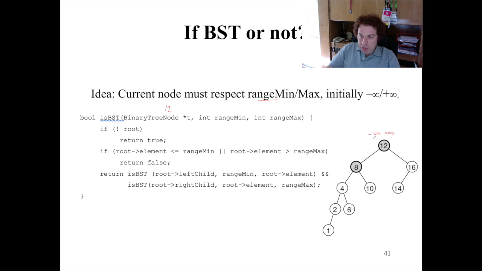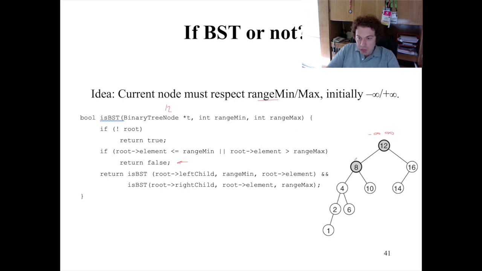So 12 is within this interval, right? Is it smaller than the minimum possibility? If yes, then it is not in the range. But luckily it is inside, so there is no problem. I don't return this, I survive. So this node is okay, but I need to recursively test the left and right subtrees.